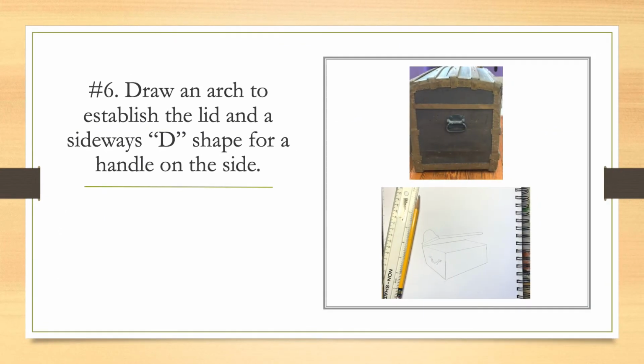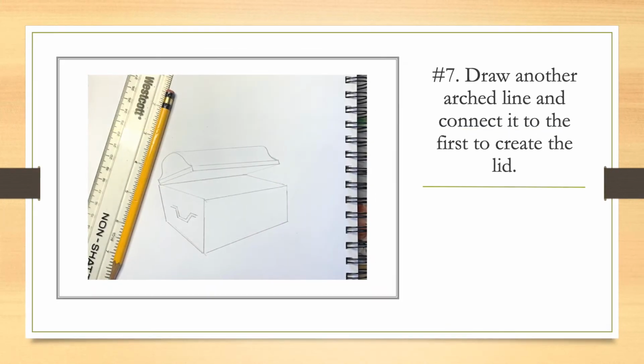Number 6, draw an arch to establish the lid and a sideways D shape for a handle on the side. In my example, I have more of like a V for the handle, but you can use that D shape. Number 7, draw another arched line and connect it to the first to create the lid.